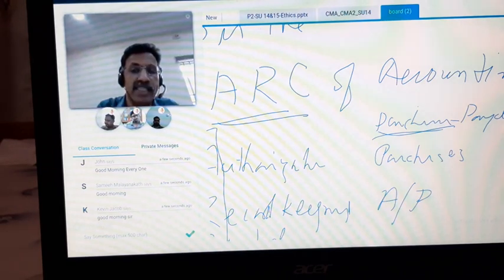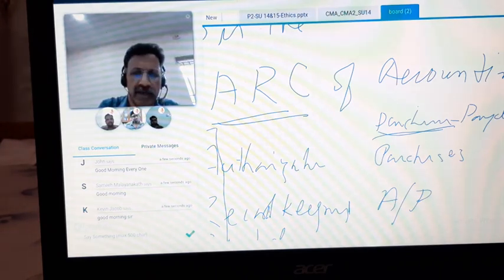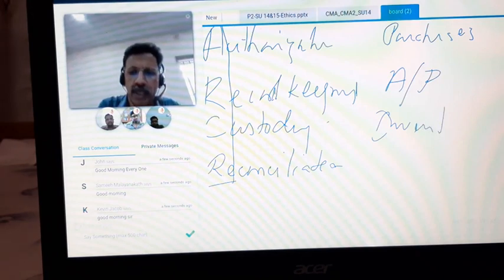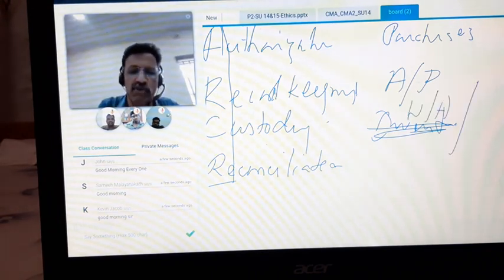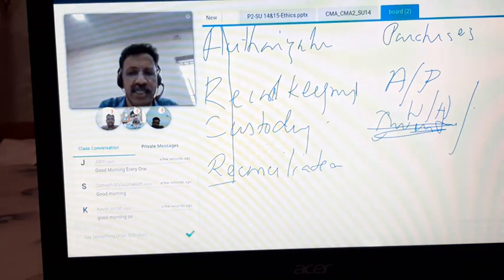Who would have the custody of this? What is the asset there? The assets involved in this are the inventory and the cash. To the extent of inventory, who has the custody? Warehouse. To the extent of cash, who has the custody? Treasury.